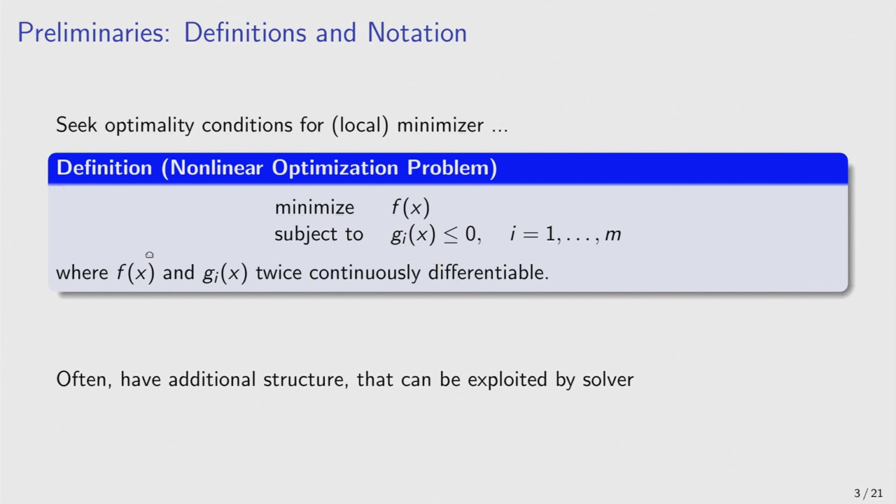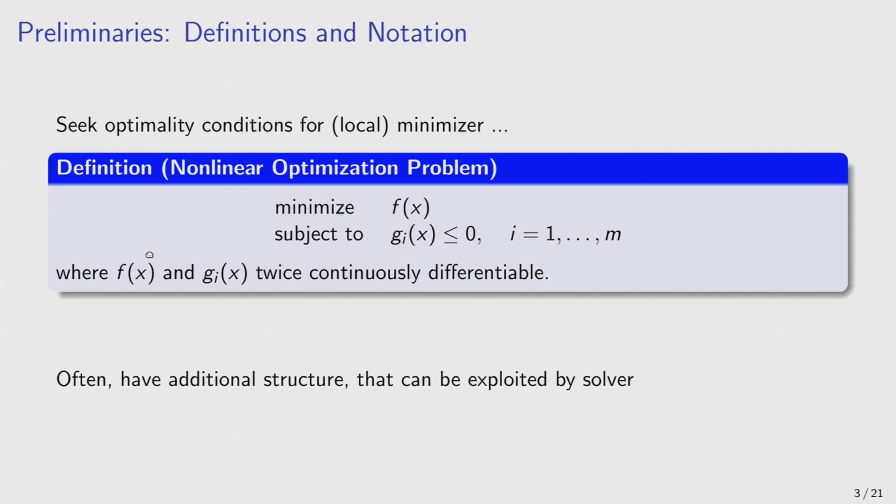I'm going to a problem that no longer has integer variables. There's one objective function f of x, and there are m constraints gi of x, and I assume that they're all twice continuously differentiable. For the moment, I don't need convexity, but note that you often have additional structure, and I'll give some conditions later on that show what it looks like if you have this additional structure.